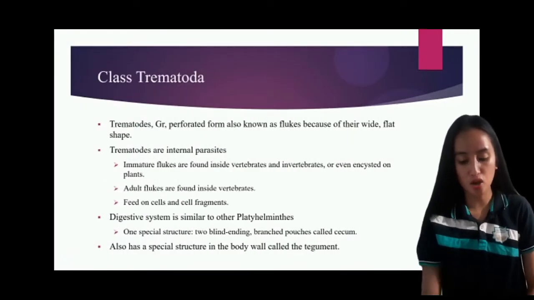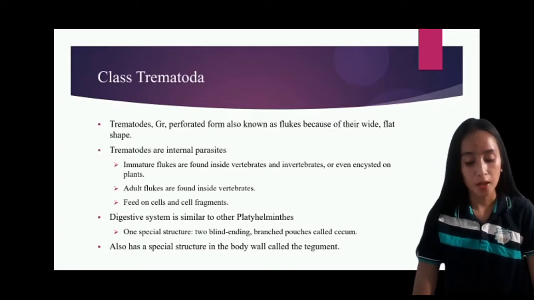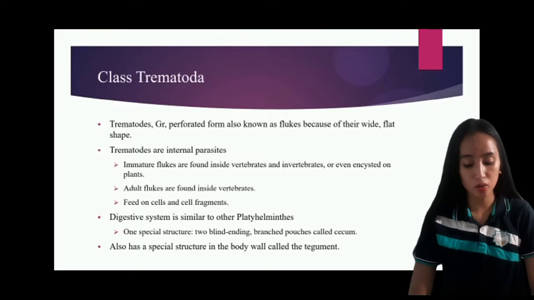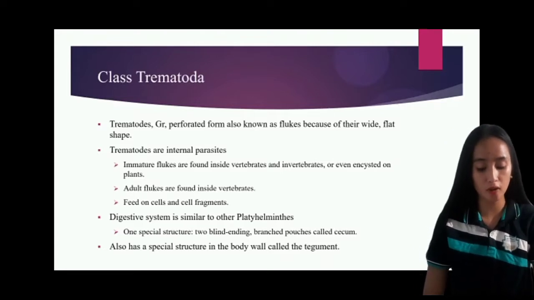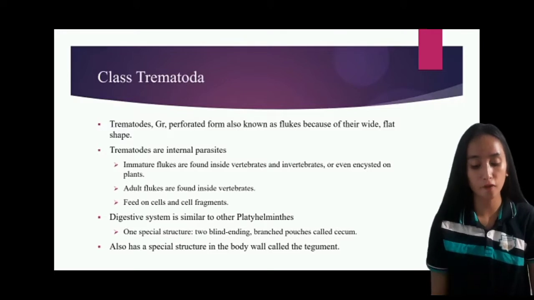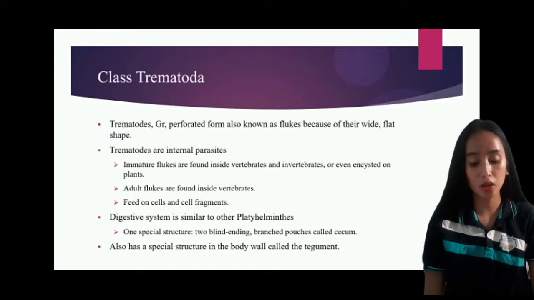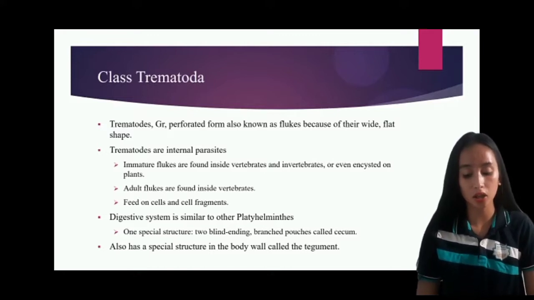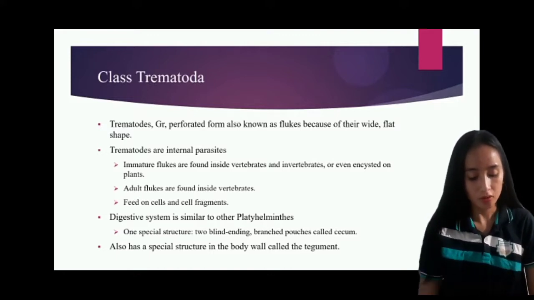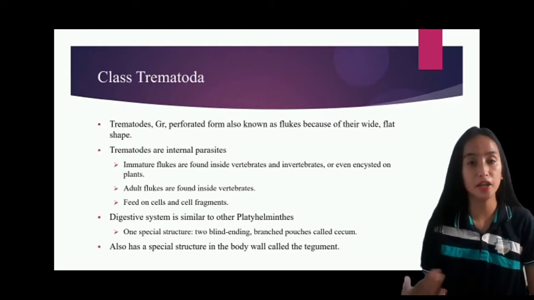Class Trematoda. Trematoda is a class within the phylum Platyhelminthes. It includes two groups of parasitic flatworms known as flukes. Trematodes are also known as flukes because of their wide and flat shape. Trematodes are also known as internal parasites. Trematodes are flatworms classified in the phylum.